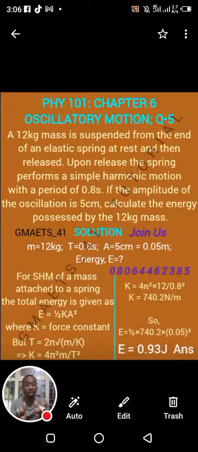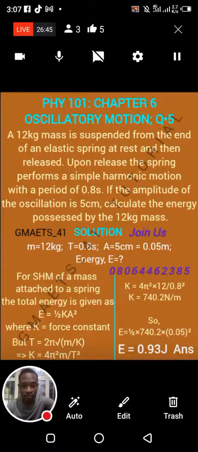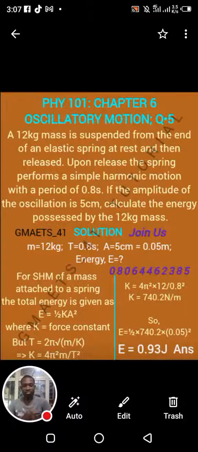To calculate the total energy of this mass, the formula for calculating energy under simple harmonic motion is 1/2 K A squared, where K is the force constant, also called spring constant, elastic constant, or stiffness constant. And A is the amplitude. So for this question, the only thing that the examiner expects of you is to get your K and then use your K to get the energy. A has already been given to us, amplitude, 5 centimeter. You convert it to meter by dividing by 100, you have 0.05 meter. So you can see the work there.